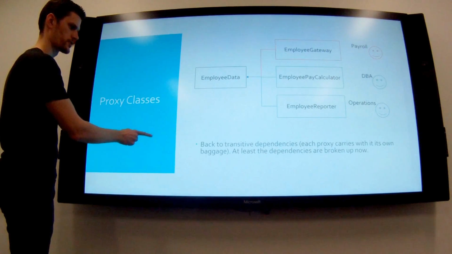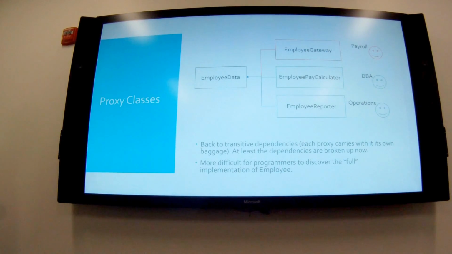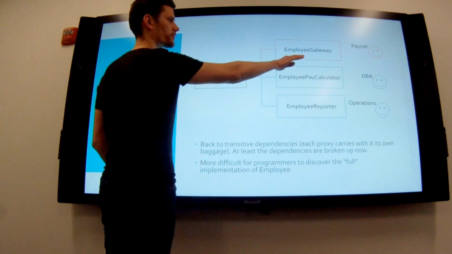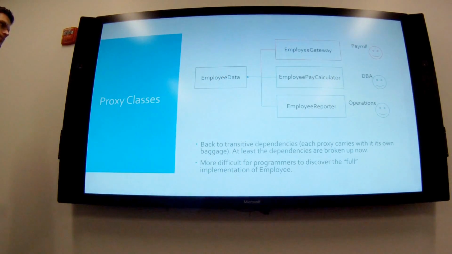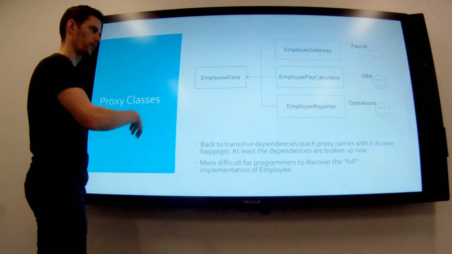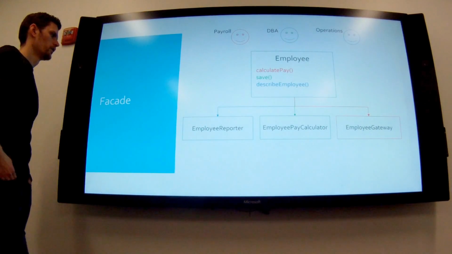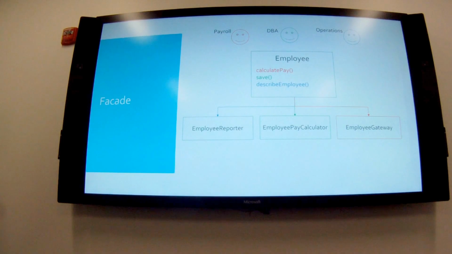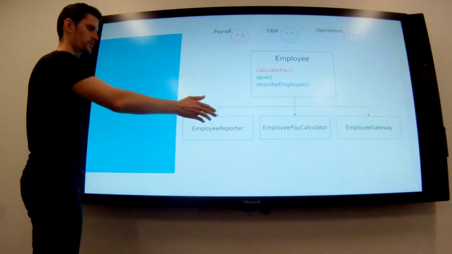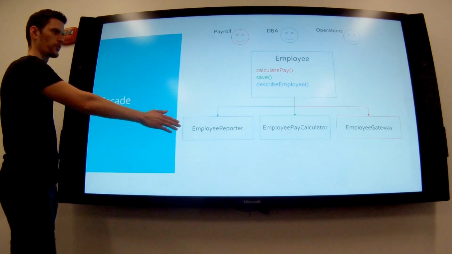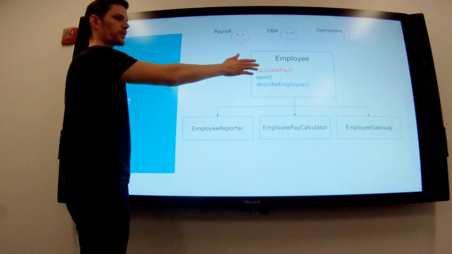Right, so it's just something to consider. We're back to transitive dependencies, although it's kind of broken up now. The employee gateway will have a database API dependency, but anyone who doesn't care about the employee gateway won't need to depend on it. And I mentioned it's more difficult for programmers to discover what the whole of employee looks like. So there's another solution where we can build a facade. Now we're back to our single employee object, and the actual implementations of each responsibility are broken up, so the chances of needing a change to the employee reporter won't actually change the employee implementation.